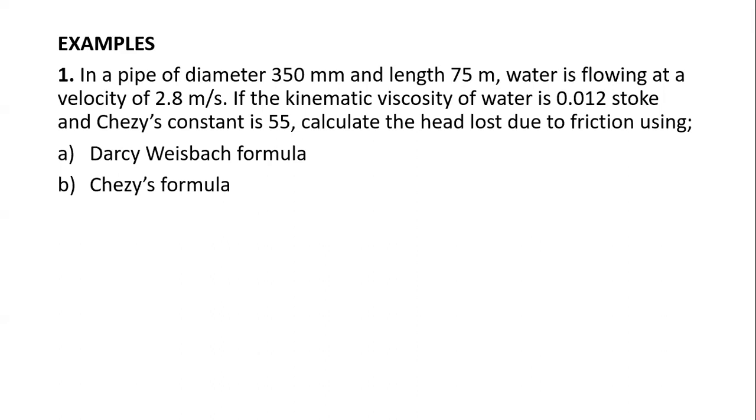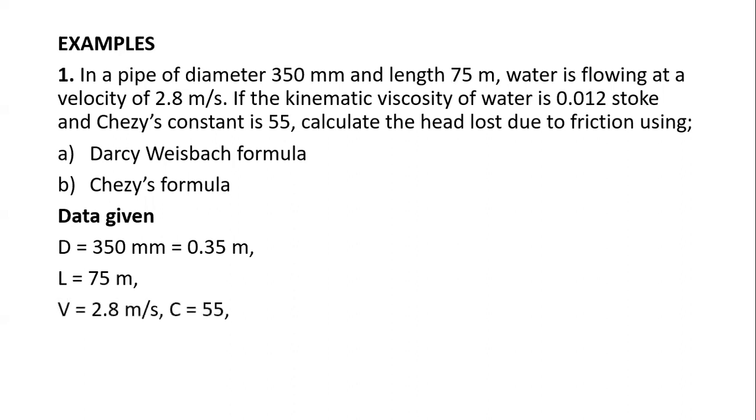This is a major loss of head, like we said, so Darcy's formula and Chezy's. Let's first of all plug in the data. D is 350 millimeters; if you convert it to meters, it becomes 0.35. Then L, the length of the pipe, is 75. The velocity of flow is 2.8 meters per second. We've been given Chezy's constant 55, so our C is 55.